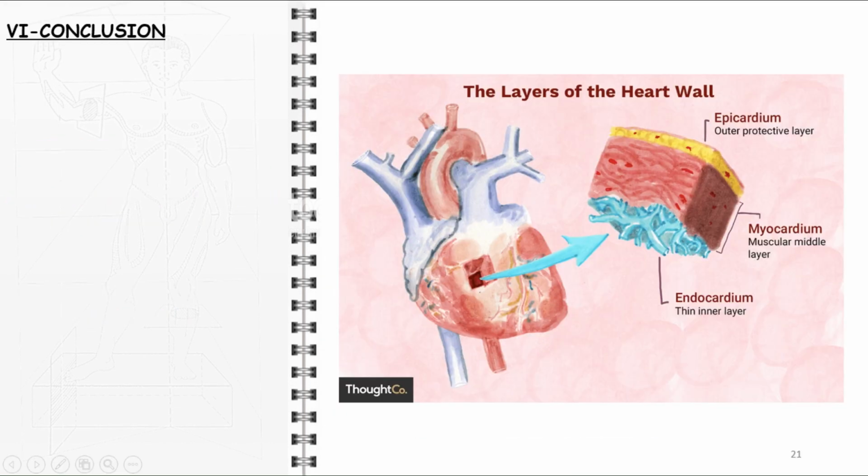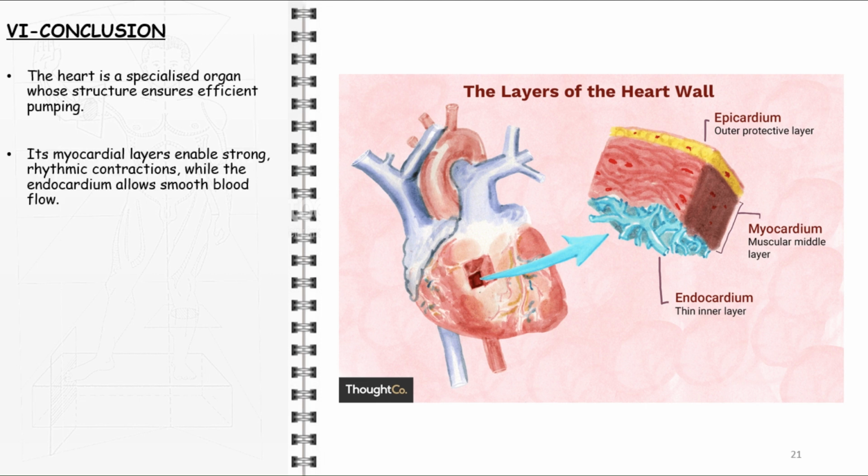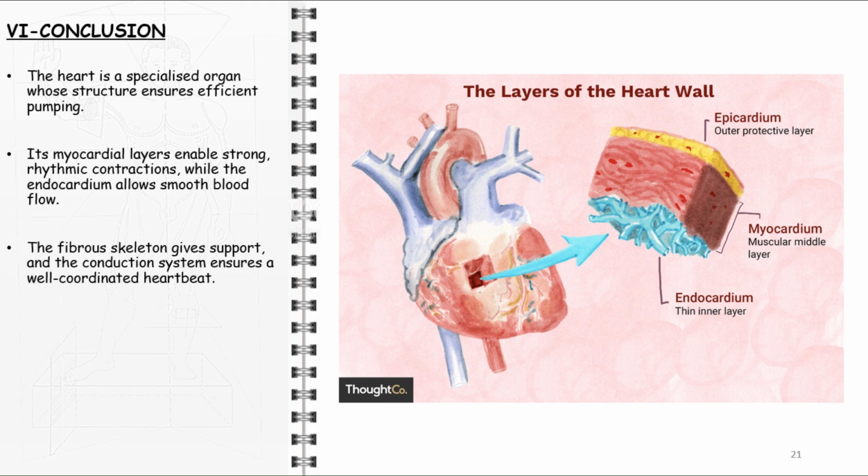In summary, the heart is a specialized organ whose structure ensures efficient pumping. Its myocardial layers enable strong, rhythmic contractions, while the endocardium allows smooth blood flow. The fibrous skeleton gives support, and the conduction system ensures a well-coordinated heartbeat. Together, these elements keep blood circulating effectively throughout the body.